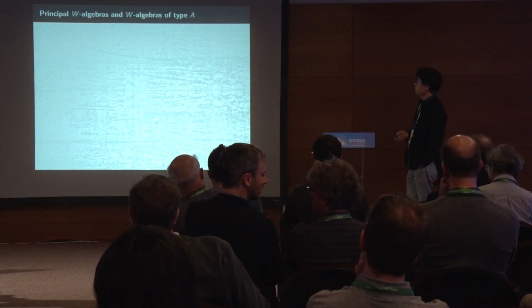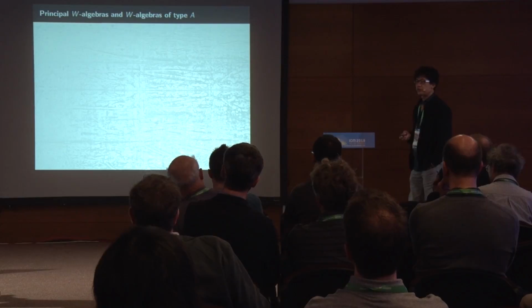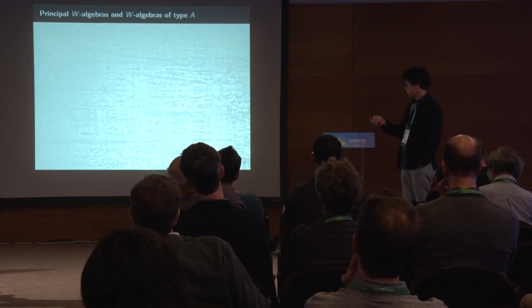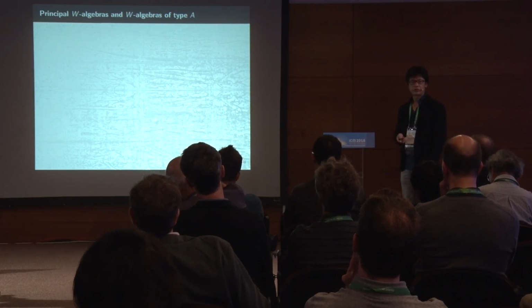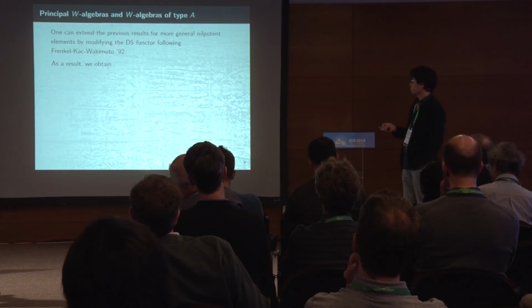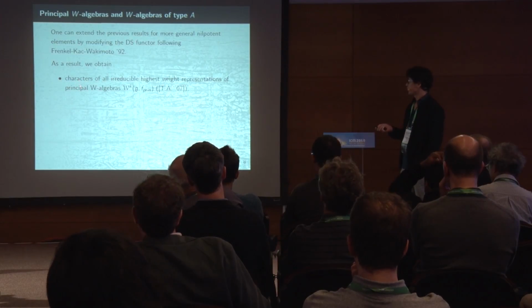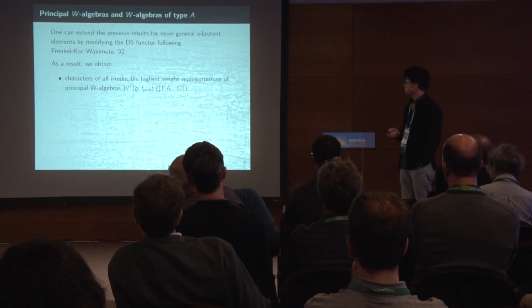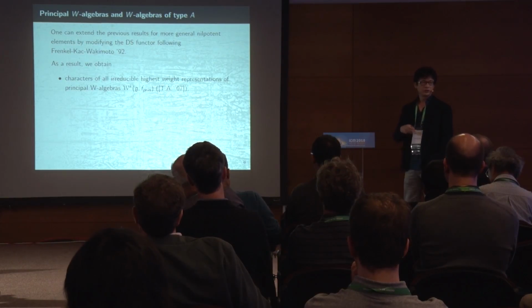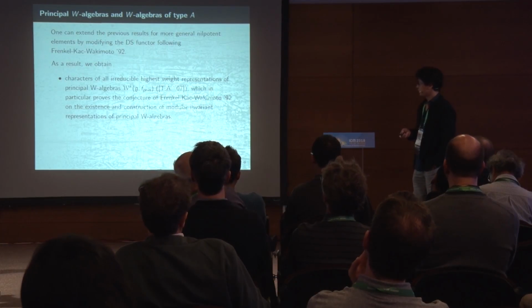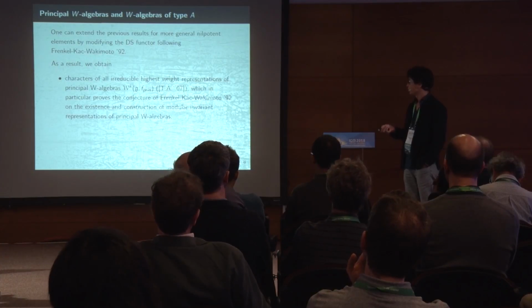But historically, the W-algebras associated with the principal nilpotent element were studied extensively, and I call these principal W-algebras. And in this case, unfortunately, the Drinfeld-Sokolov reduction functor is not exact in general, but you can modify this functor slightly to get a similar result. Namely, we get the characters of all irreducible highest weight representations of principal W-algebras, including the W3 algebra I showed in the beginning. And this in particular proves the conjecture of Frenkel-Kac-Wakimoto on the existence of modular invariant representations of W-algebras.